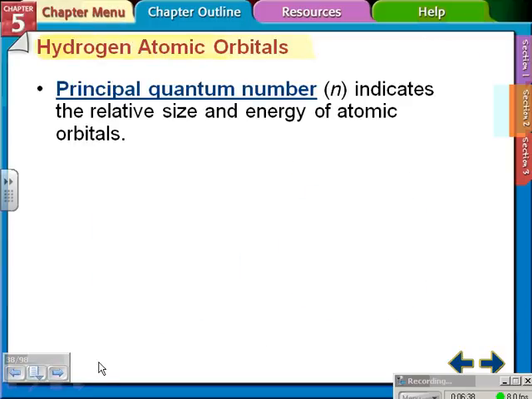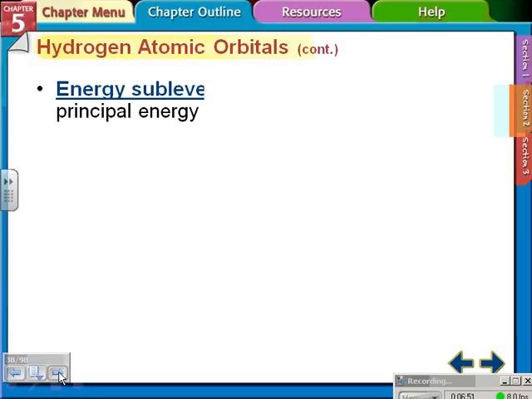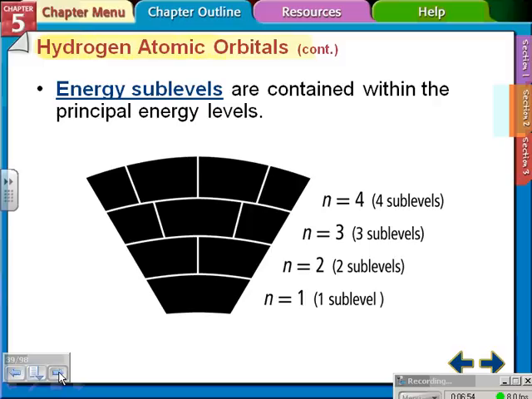Okay, so back to our principal quantum number n. This tells us the relative size and energy of atomic orbitals. And n specifies the atom's major energy levels, called the principal energy levels. So again, the one closest to the nucleus is energy level 1, then energy level 2 is a little further from the nucleus, energy level 3, and so on. So in this diagram here, you can picture the nucleus as being right here, and then they're showing you where the electrons would line up around the nucleus. So the higher the energy level, the further from the nucleus the electron is residing.